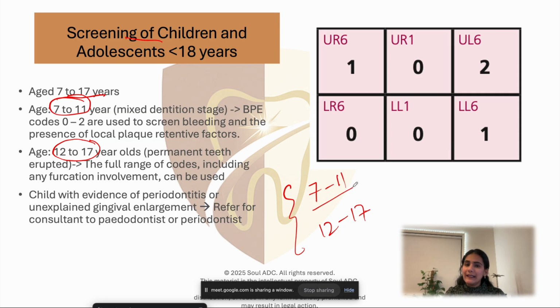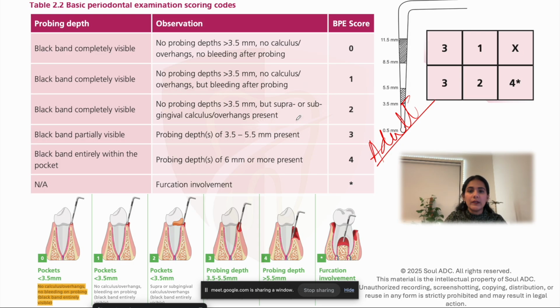So 7 to 11, they are children for whom we are checking, are they able to brush properly? Are they removing all the plaque from the mouth? So that's why we give them numbers 0, 1 and 2. And in fact, they have mixed dentition. So that's what we are going to do for them. We are not going to use 3 and 4 and star for them.